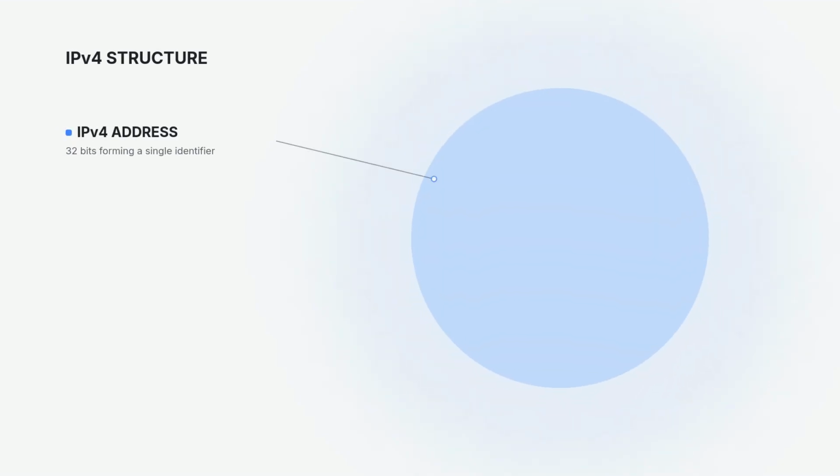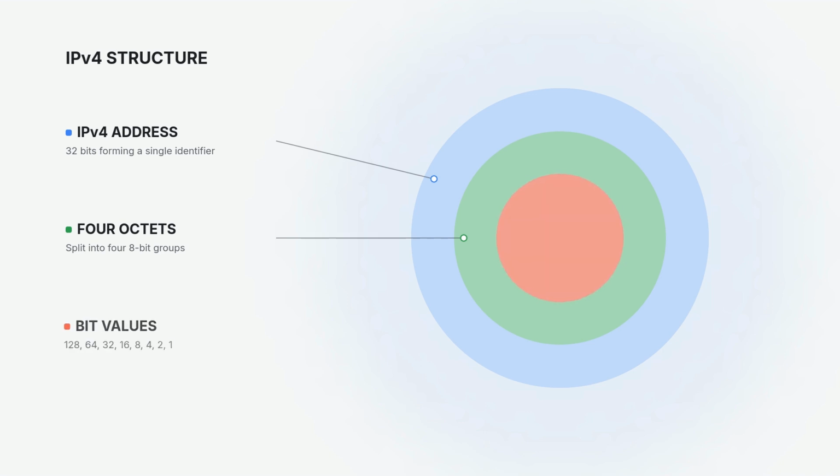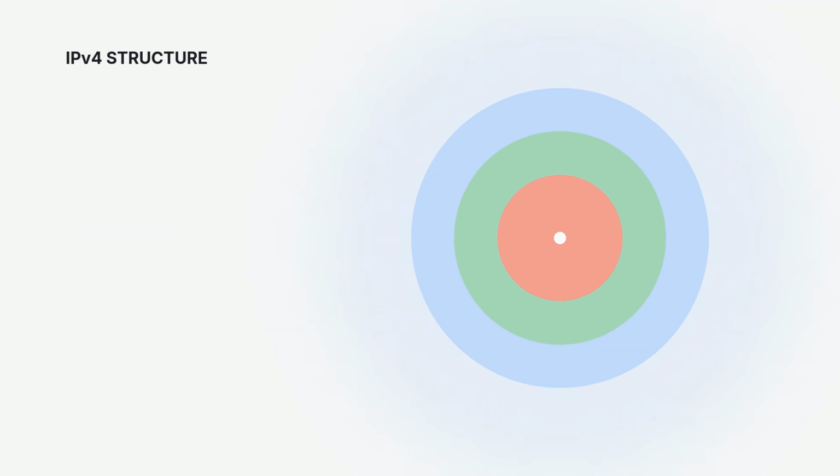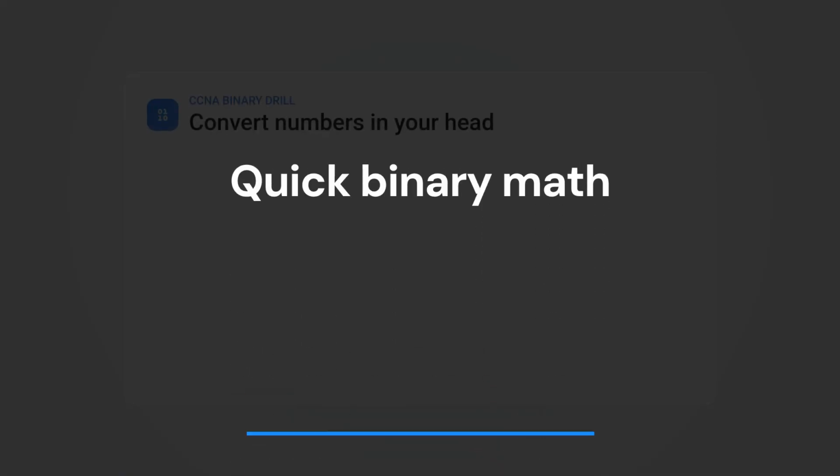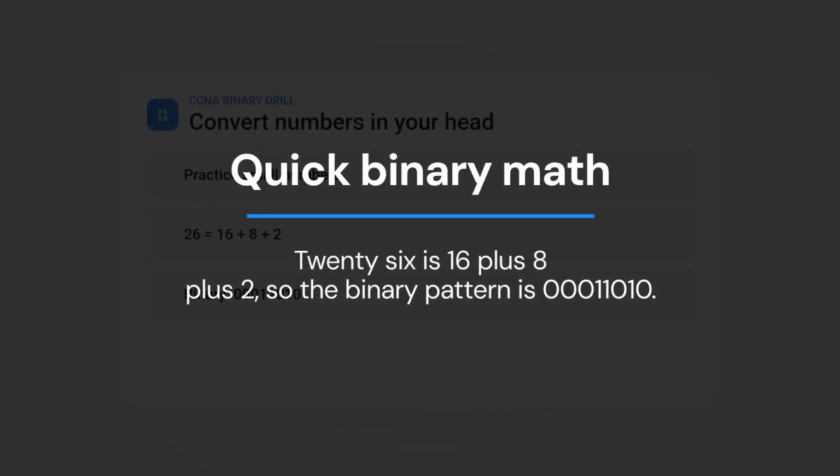An IPv4 address is 32 bits split into 4 octets, and each octet follows the same bit values from 128 down to 1. Once those values feel automatic, subnetting gets much faster. For speed, practice converting small numbers in your head. 26 is 16 plus 8 plus 2, so its binary pattern is 00011010. That's the kind of quick math CCNA questions reward.